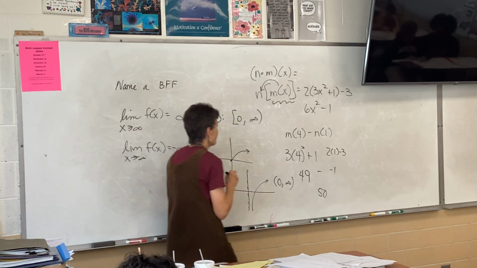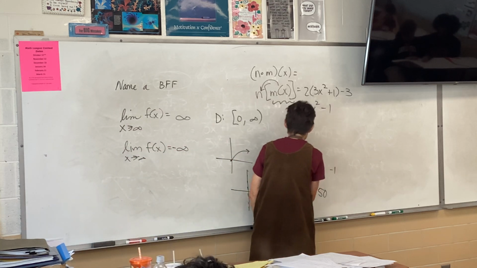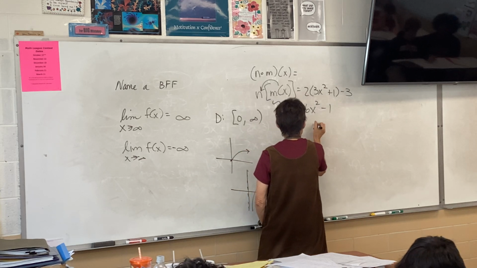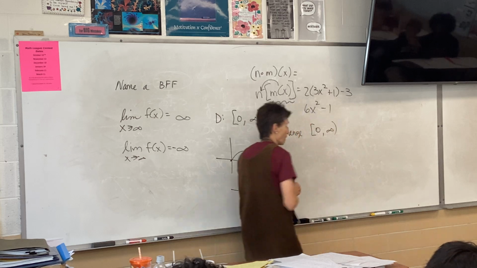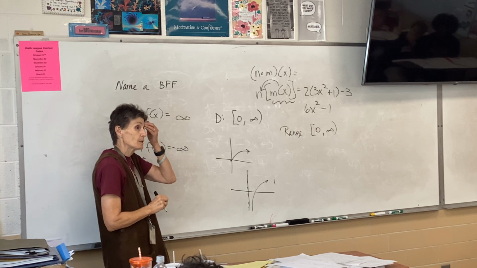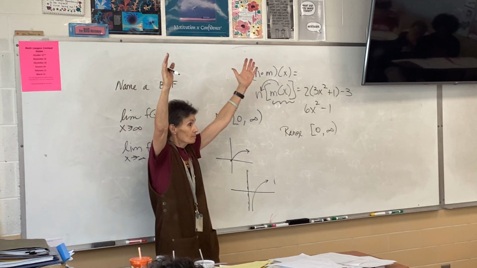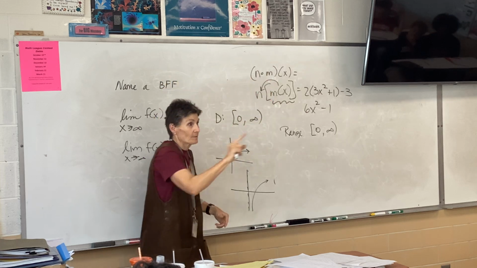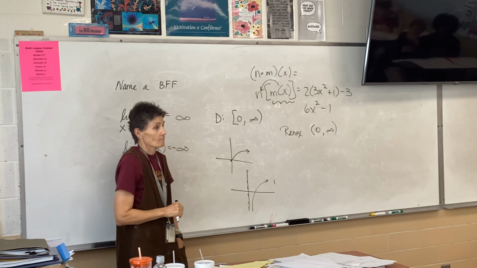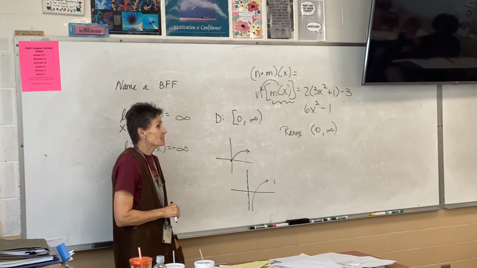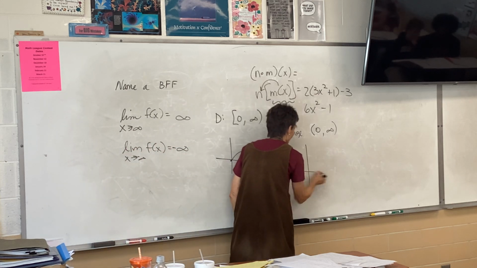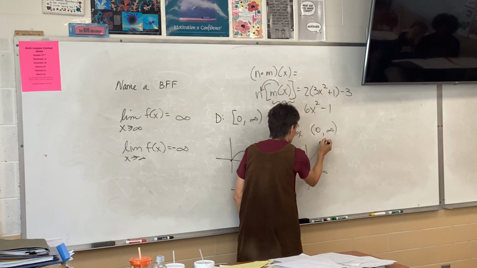Name a BFF whose range is this. X squared. Parabola. Absolute value. All right, now I'm going to trick you. You want whose range is that? Somebody said it. Exponential. The exponential, because the exponential has an asymptote at 0 and looks like that.